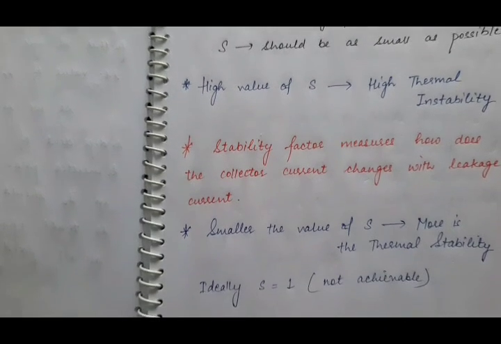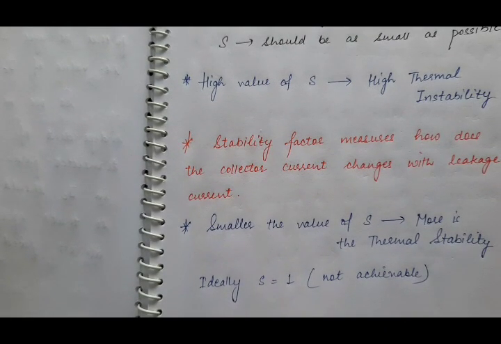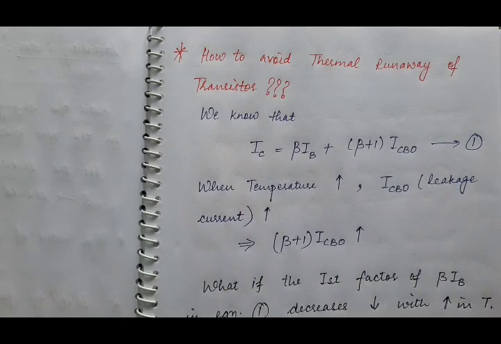And ideally, the value of S is always 1, but practically it is always greater than 1. It means practically there is always some variation of IC with the variation in leakage current. So S equal to 1 is normally not achievable, because it is always greater than 1.